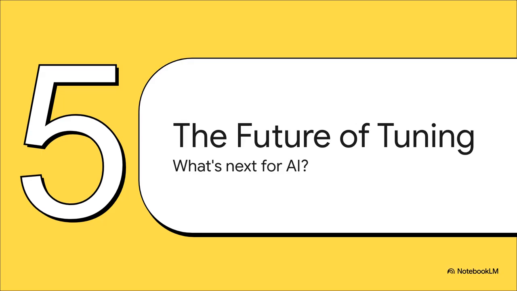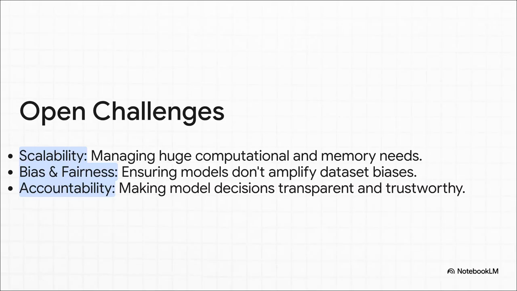So let's wrap up by looking ahead. Where is all of this headed? What does the future of AI specialization even look like? Even with all these amazing breakthroughs, there's still some really big hurdles to clear. We're still grappling with the immense cost and scale of these models. We're working on how to make sure these specialized AIs are fair and unbiased, and we're trying to make their decisions transparent enough so we can actually hold them accountable.